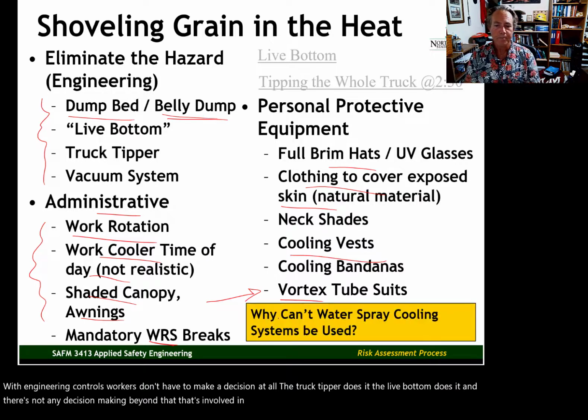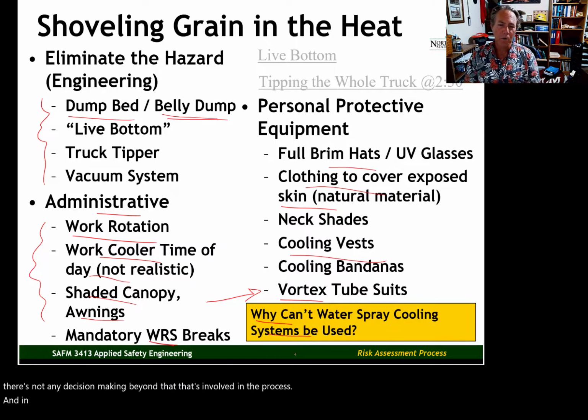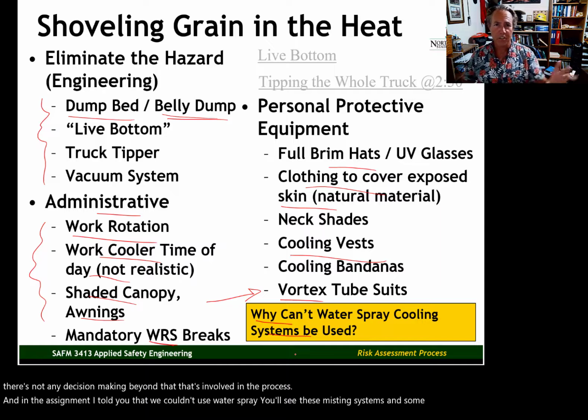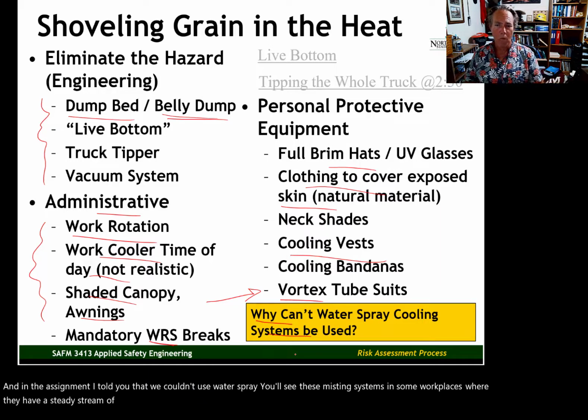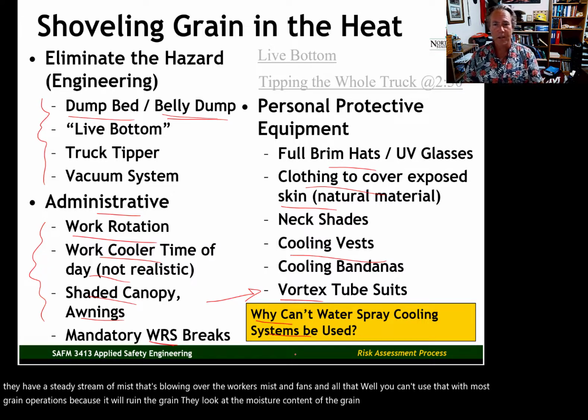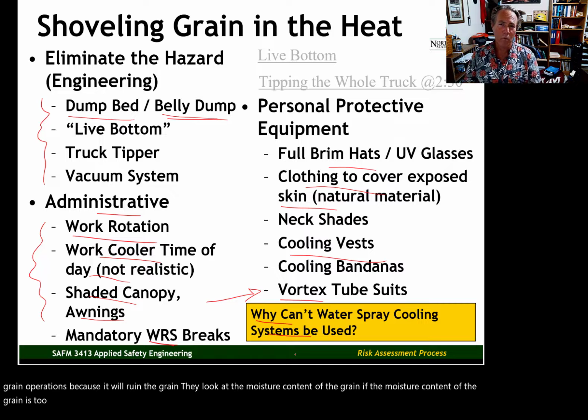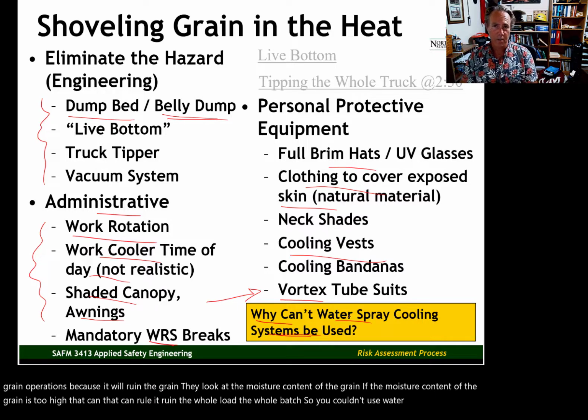And in the assignment, I told you that we couldn't use water spray. You'll see these misting systems in some workplaces where they have a steady stream of mist that's blowing over the workers, mist and fans and all of that. Well, you can't use that with most grain operations because it will ruin the grain. They look at the moisture content of the grain, and if the moisture content of the grain is too high, that can ruin the whole load, the whole batch. So you couldn't use water spray in this specific situation.